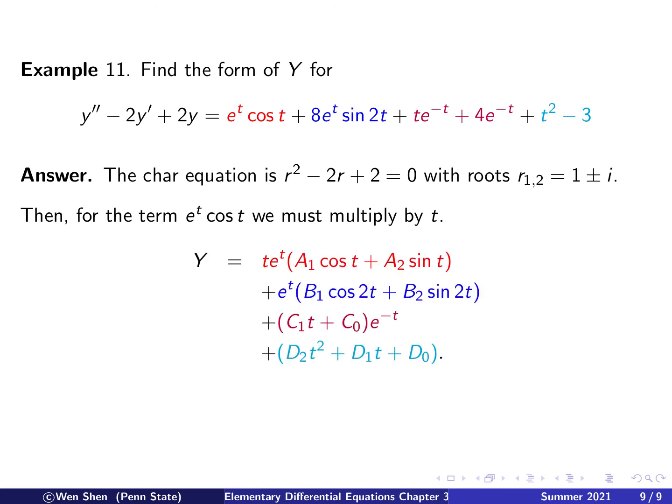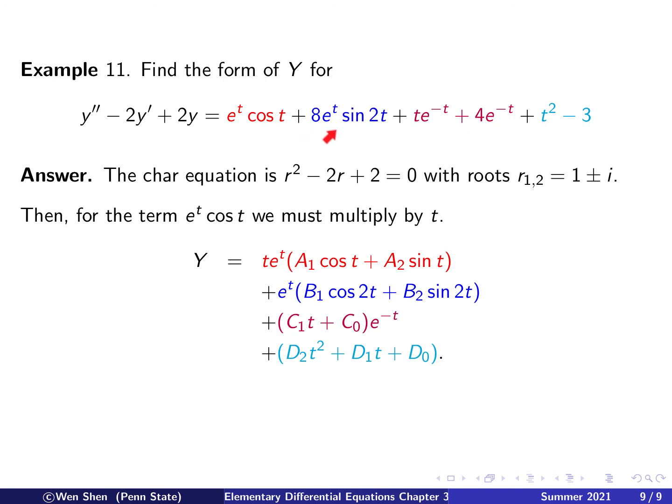Okay, so with this information in hand, we can now tackle each term and write out the form of the particular solution. So first look at the red one. As the comment here, the form will not work, so we have to multiply it by a t. So for the red one, the corresponding term would be t times e to the t, and then some constant times cosine t plus some constant times sine t. Okay, so that is for the red term.